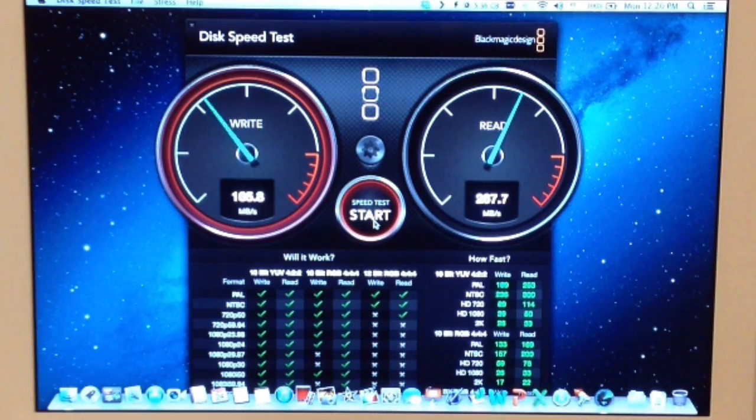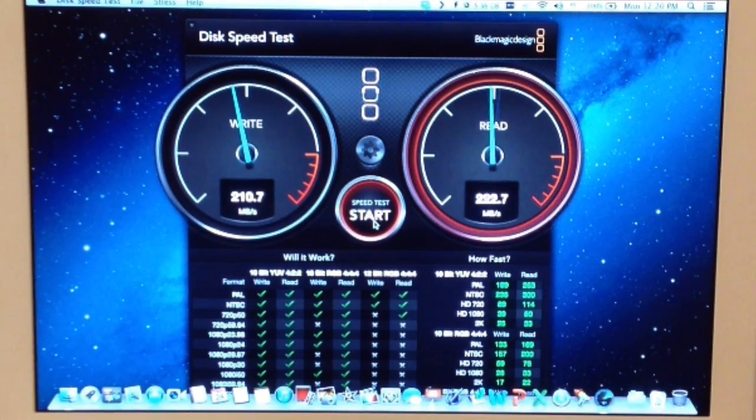Now we are looking at the SSD disk speed. You can see the average of writing speed is about 210. And the average of reading speed ranges between 230 to 260, sometimes 270, that depends.